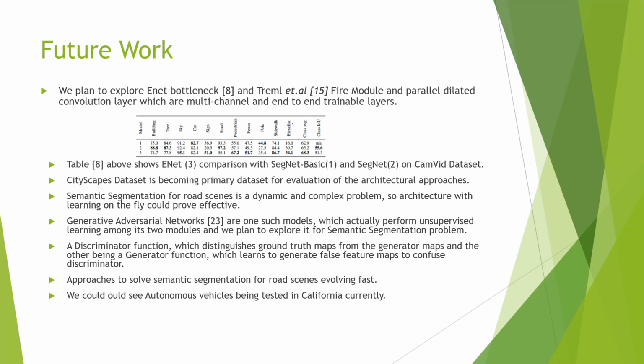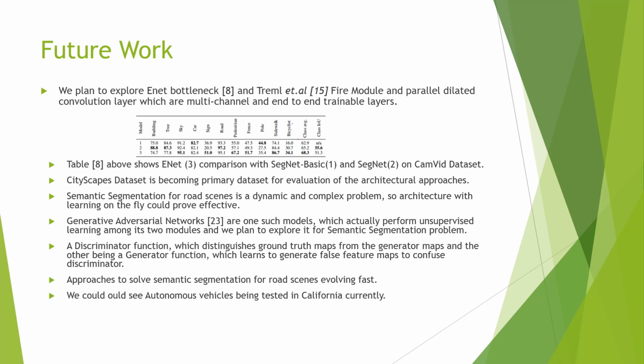Table 8, taken from the ENet evaluation, clearly shows that ENet performs better for the CamVid dataset compared to SegNet basic and SegNet models, and it even has a better inference time. The Cityscapes dataset is becoming the primary benchmark for evaluation of the approaches, as it's used in ENet also. Semantic segmentation for road scenes is a dynamic and complex problem, so the architecture should be learning on the fly.